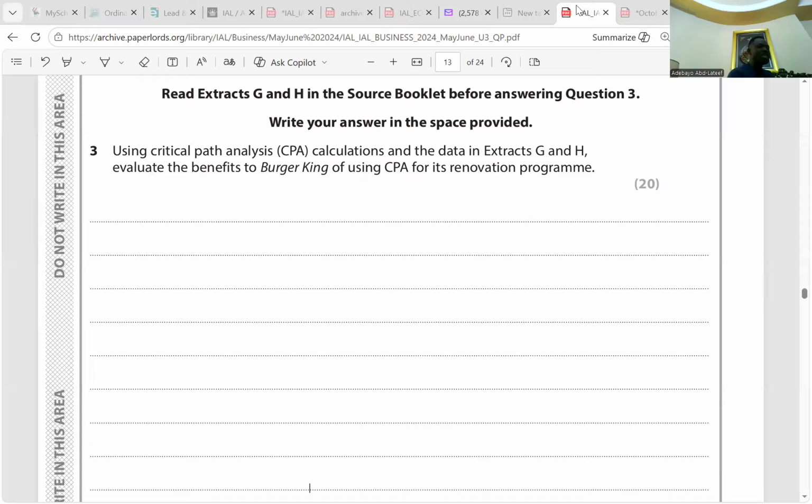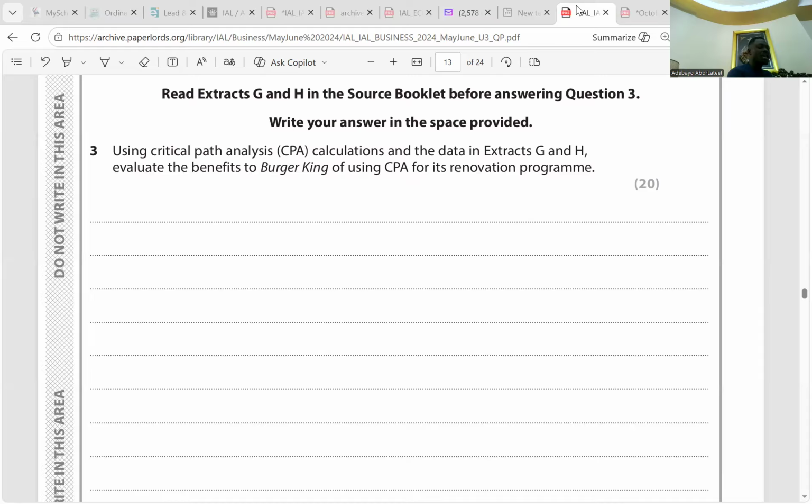So the quality of the network is dependent on the accuracy of the data inputted. It depends on the data you use, so it depends on the accuracy. Please, when you're writing about CPA, don't forget about these points. The quality of the network is dependent on the accuracy of the data inputted.